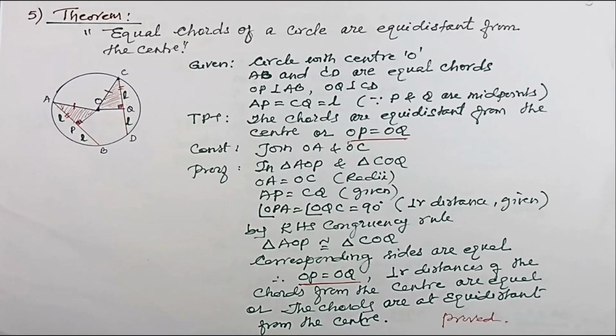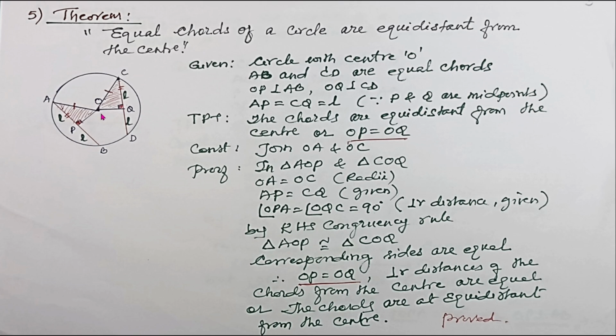Welcome to MRL. This is the second part of the study of theorems on chords related to properties of chords of a circle. Now in this theorem, we have to prove that equal chords of a circle are equidistant from the center. What is the meaning of that?